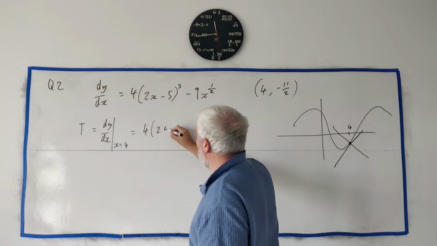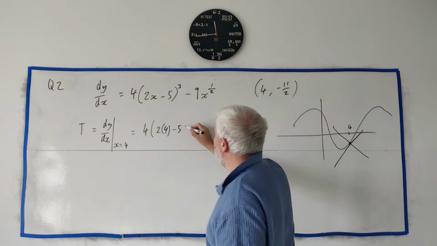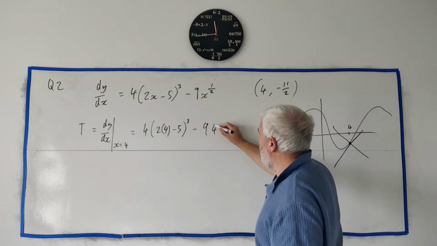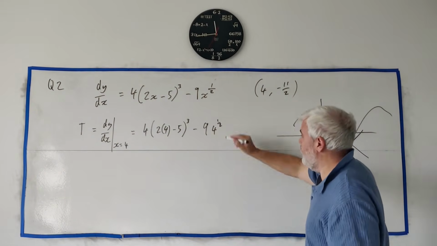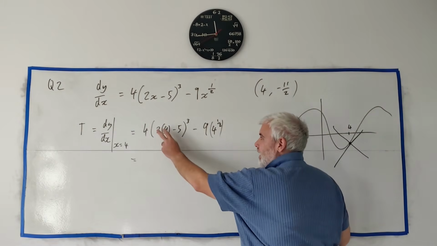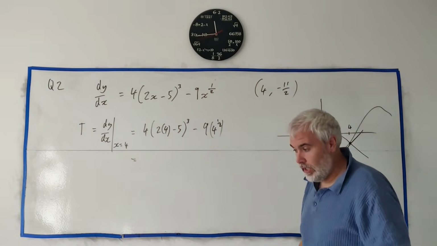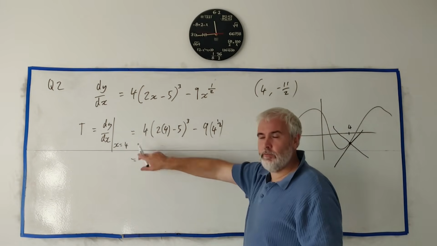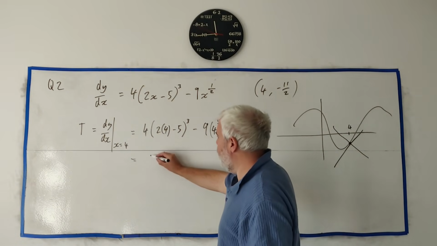4 times 2 times 4 minus 5 to the power of 3 minus 9, and that's 4 to the power of a half. That's the square root of 4. Just clean all that up. Let's see, we have 2 times 4 is 8. 8 minus 5 is 3. 3 to the power of 3 is 27. 4 times 27 is 108.